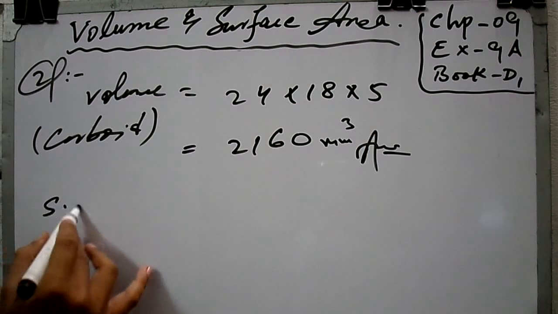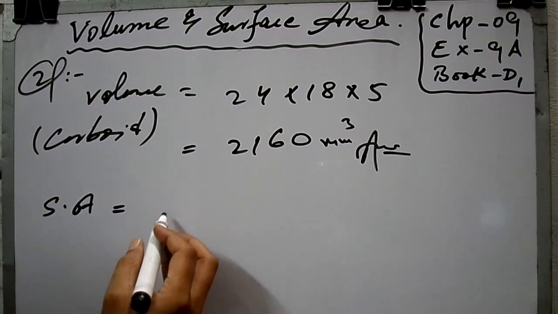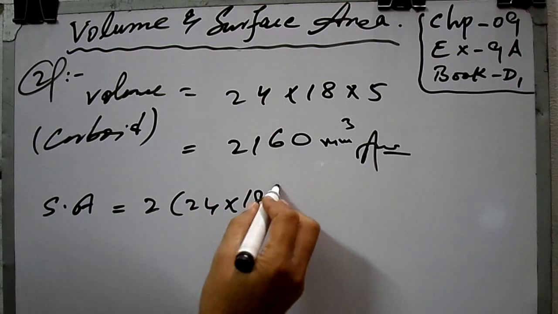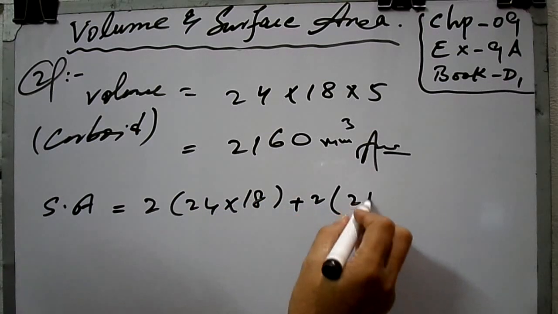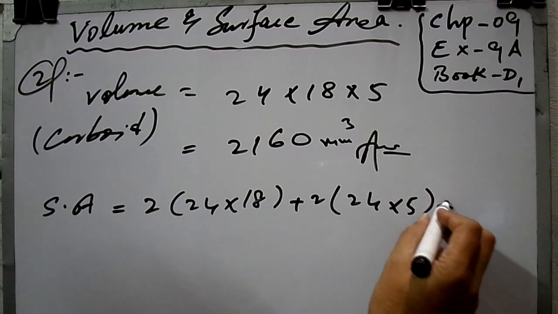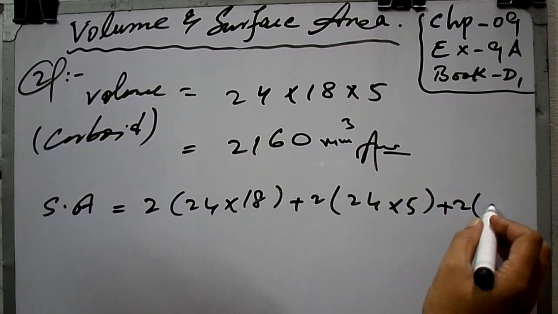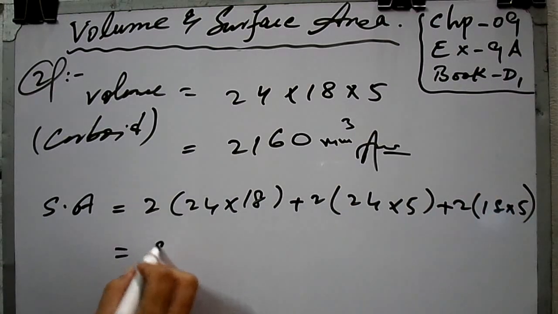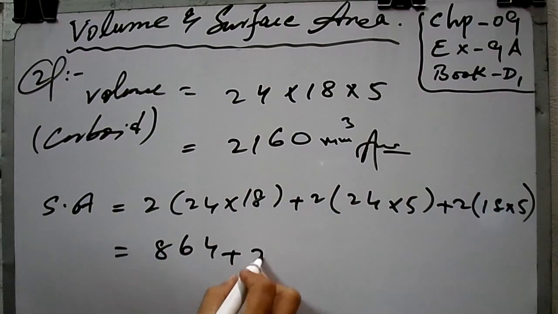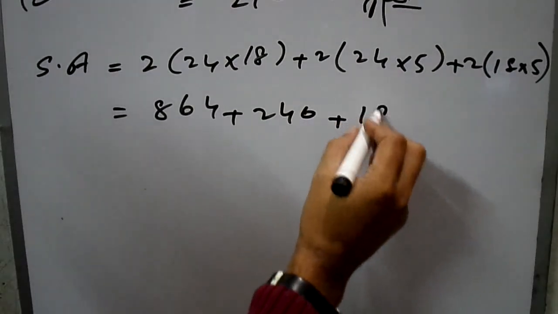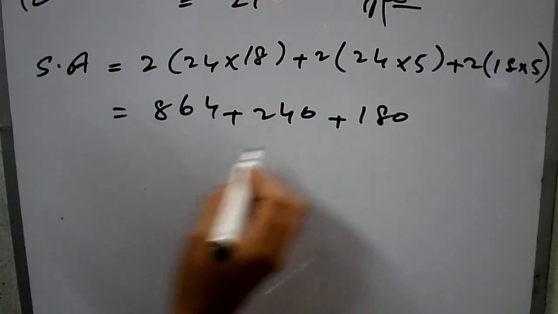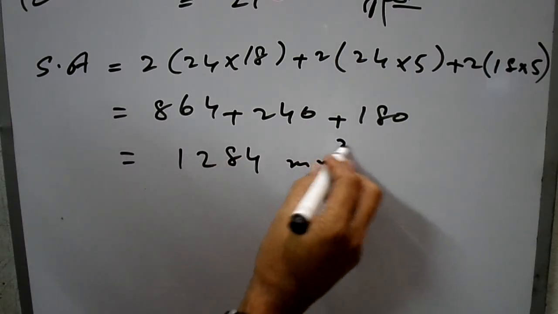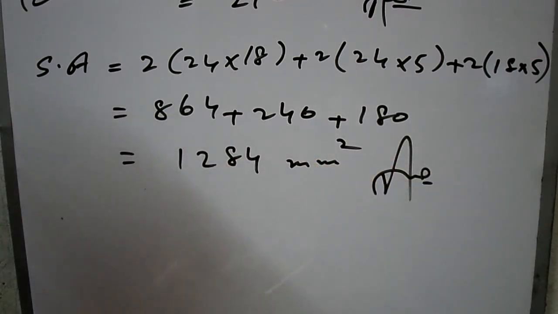Similarly, the surface area is equal to, again by the same formula, you have to calculate. After simplification you will get 864, 240, 180. So the result is 1284 millimeter square. So that is your result.